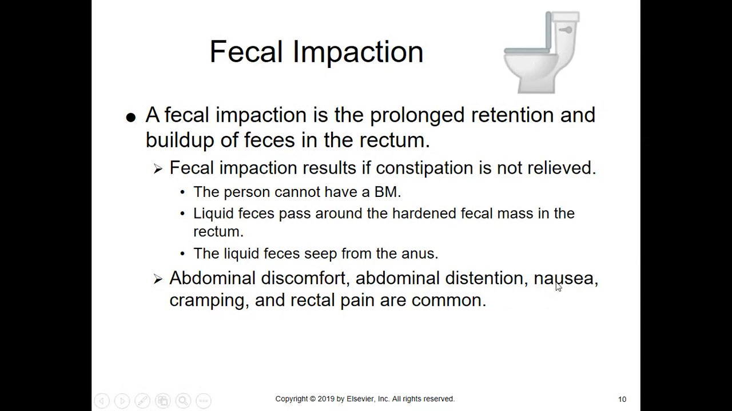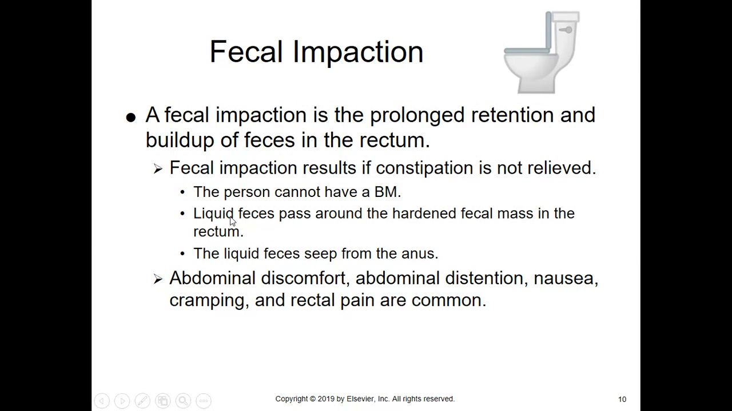They can have nausea because they can't get the waste out. So now it's building up inside them, that can make them nauseated. They can have cramping because they're trying to push and it won't move down. And they could definitely have rectal pain because there's pressure in the rectum. Okay, so there's your fecal impaction.